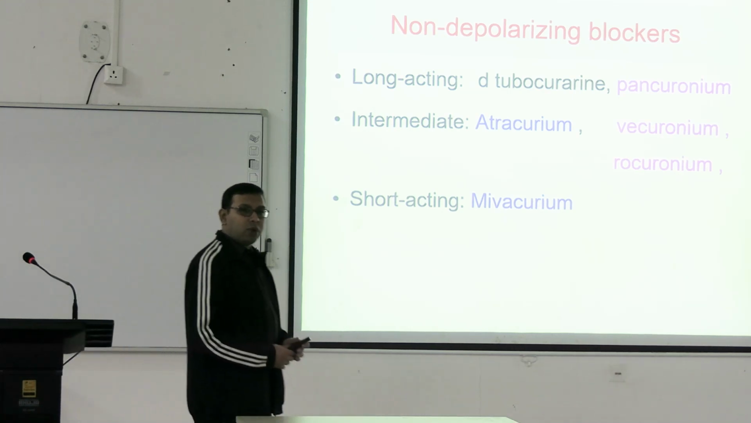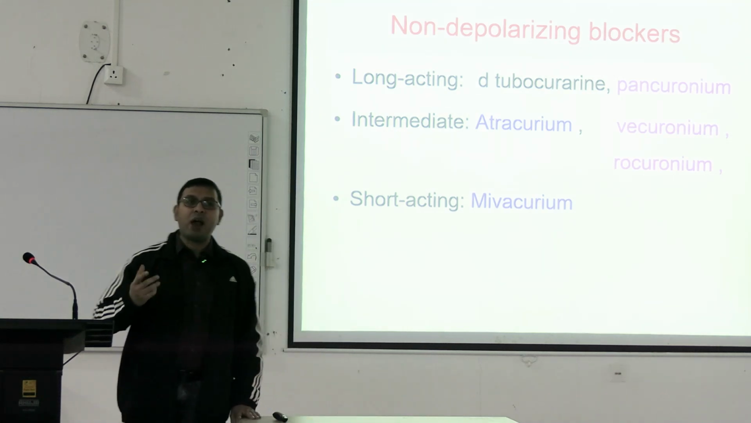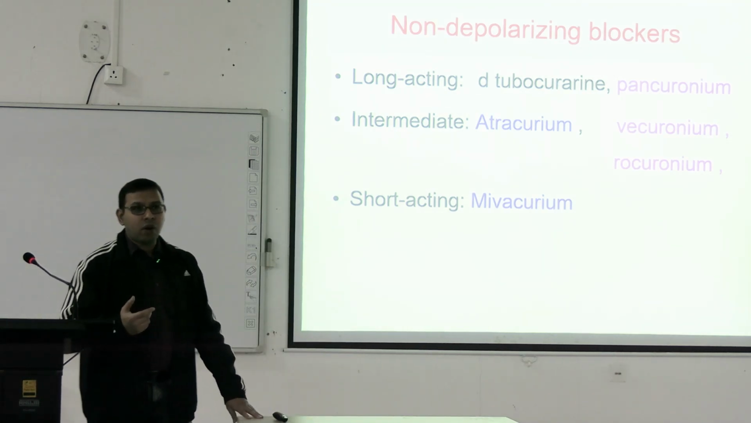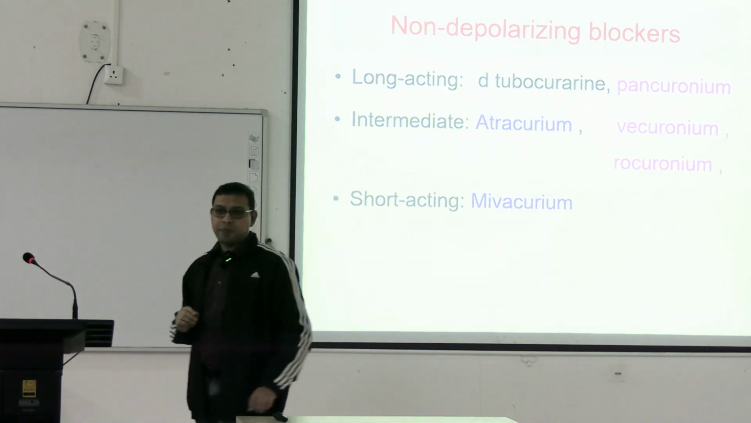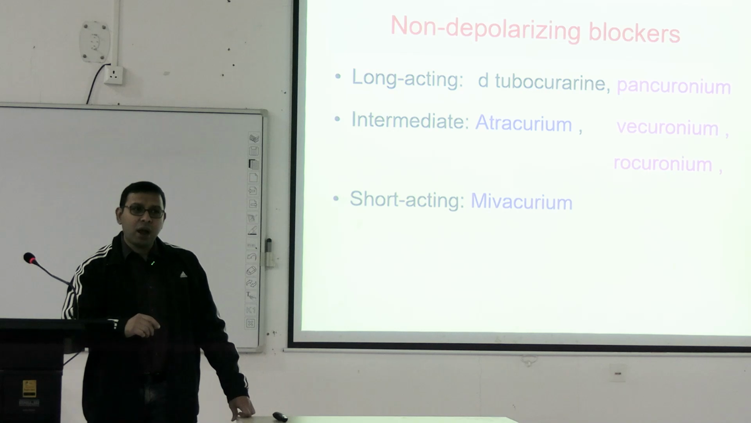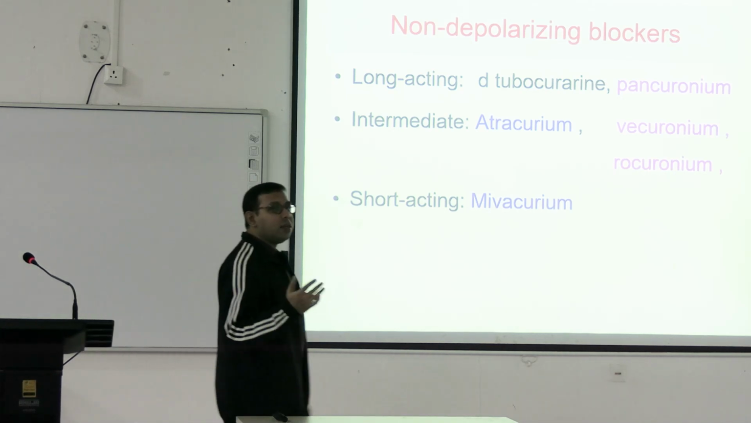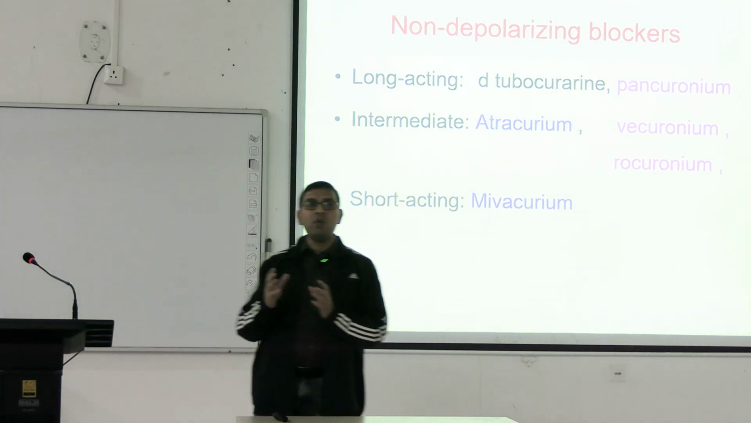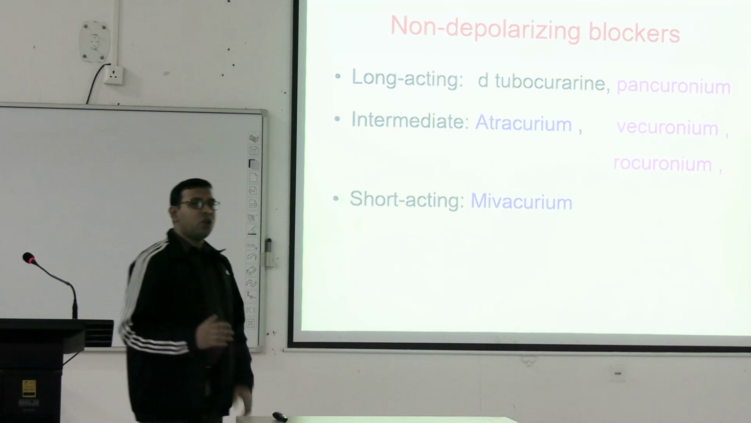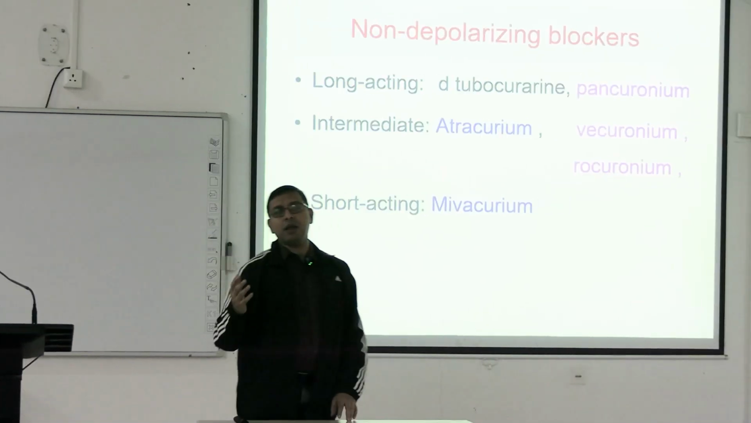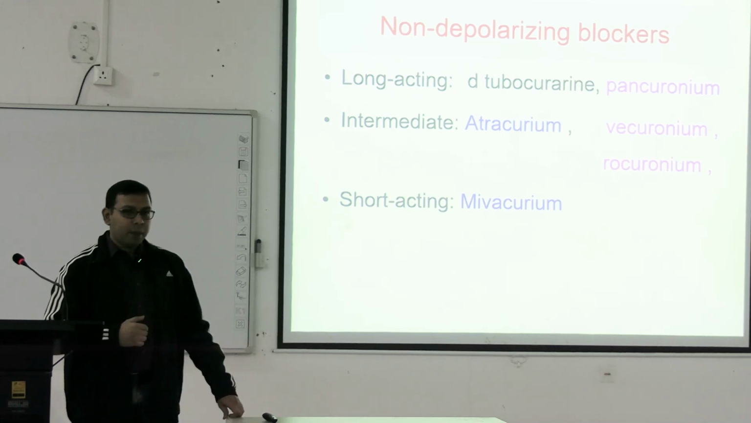D-tubocurarine, perhaps you have heard about this. It was previously used by the South American tribes as an arrow poison for hunting. It is also known as curare. You have heard about the term curare. Curare is an arrow poison. In the 1930s it was seen that it can help in muscle relaxation. But since d-tubocurarine has other adverse effects, it is used less nowadays. Newer molecules are used more.